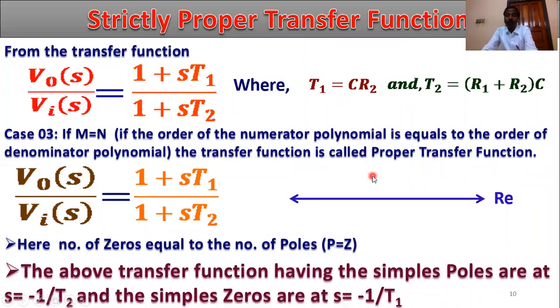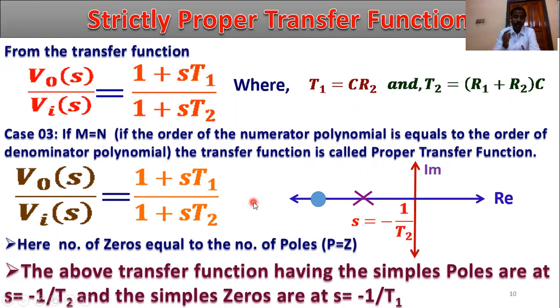Then what is the pole-zero location? This is the real axis and this is the imaginary axis. What is the pole position? One pole is at s equals minus 1 by T2, and the zero is at s equals minus 1 by T1. At s equals minus 1 by T1 there is only one zero, and at s equals minus 1 by T2 only one pole. All the poles and zeros are on the left-hand side of the s plane, that's why the system will be stable.